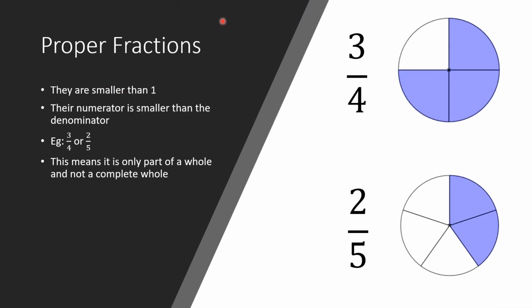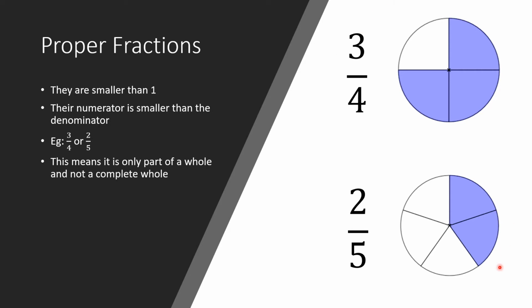Now let's learn about the 3 types of fractions, which are proper fraction, improper fraction, and mixed fraction. So the first one is the proper fraction. They are always smaller than 1, and their numerator is always smaller than the denominator. Example, 3 by 4 or 2 by 5. These fractions represent only part of a whole and not a complete whole.